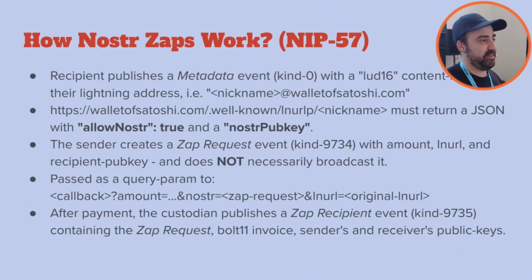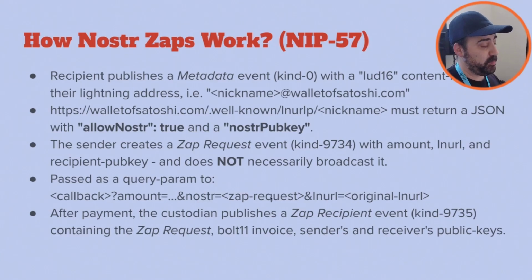So it says that it's not only a Lightning wallet, it's also a Nostr supporting Lightning wallet, allowsNostr. Then the payer creates a zap request. It's a signed JSON with the amount, the LNURL, the npub of the recipient, and it does not actually broadcast it to any relay. It just sends it to the Lightning wallet callback as a query param, as we can see in the Nostr query param.